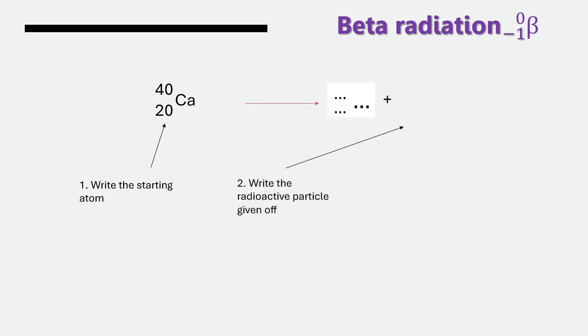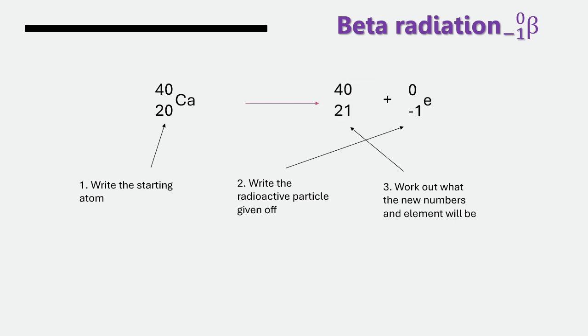Let's look at a second example. This time we'll use calcium 40. So we start by writing the element that we begin with on the left hand side. So that's calcium 40 with an atomic number of 20. We know it's going to form something new, and then we can write our beta particle being given off. And now we can work out what the new element will be by doing our maths. 40 minus 0 gives me 40. 20 minus -1 is 20 plus 1, so that's 21. Now if I look on the periodic table to find what element 21 is, I find out that it's scandium.